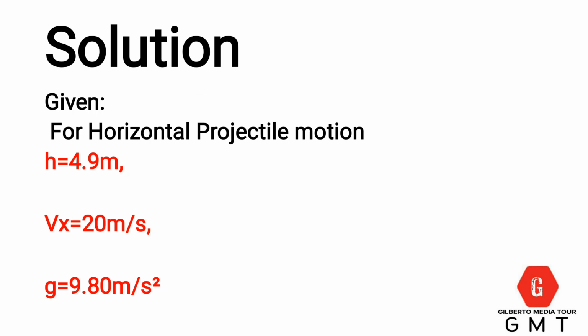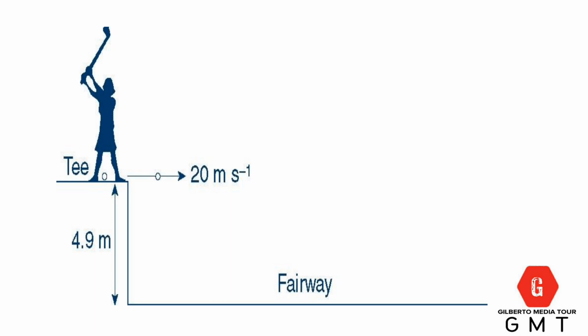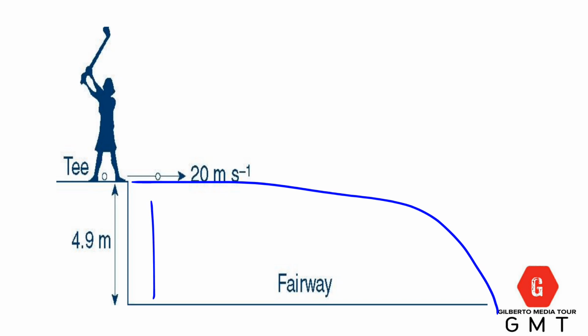Here we are given that the height of the ball equals 4.9 meters, the horizontal velocity equals 20 meters per second, and the acceleration due to gravity equals 9.8 meters per second squared. Also, this is the motion of the ball. Let's understand it clearly. The motion is horizontal projectile motion, where the ball follows the trajectory of motion until it falls to the ground. This is the maximum height of the ball, and this is the range of the ball.